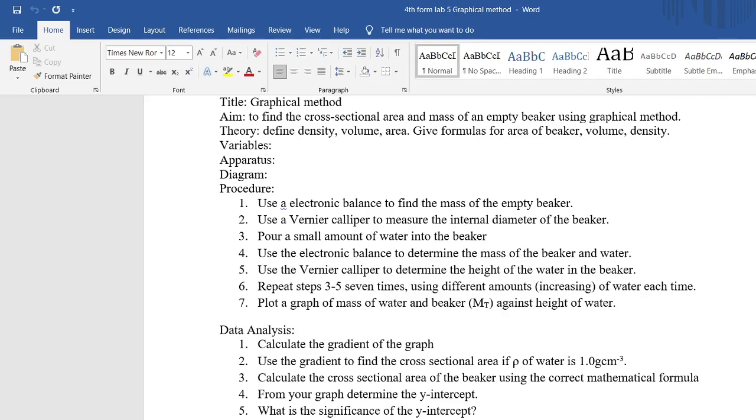You might ask why you didn't just use the regular calculation method. We want to test your skills in manipulating formulas and doing graphs in physics. So that's one of the reasons.